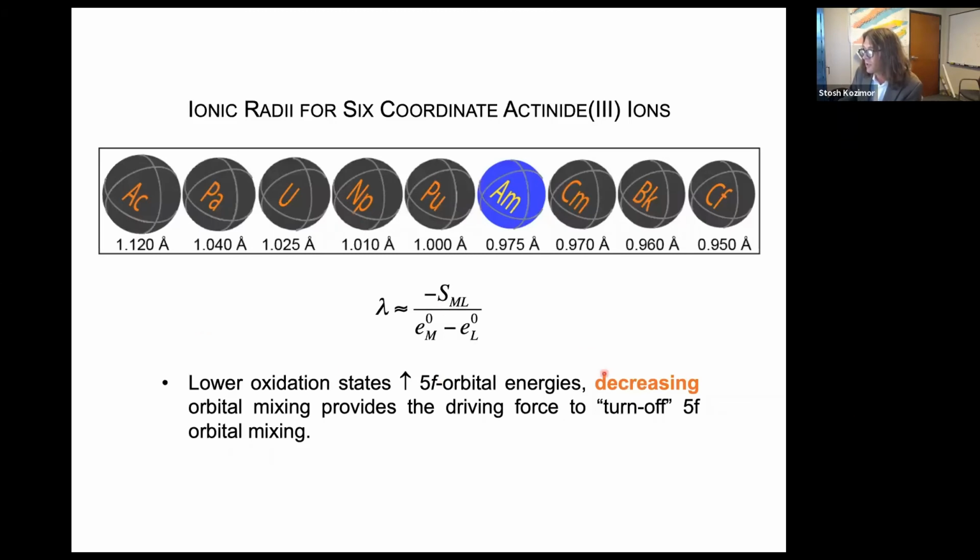When you go to +3, you at least turn off the 5F orbital mixing with the metal chlorine interaction. There may be other ligands where you can turn that back on, but at least with chlorine, it's turned off.